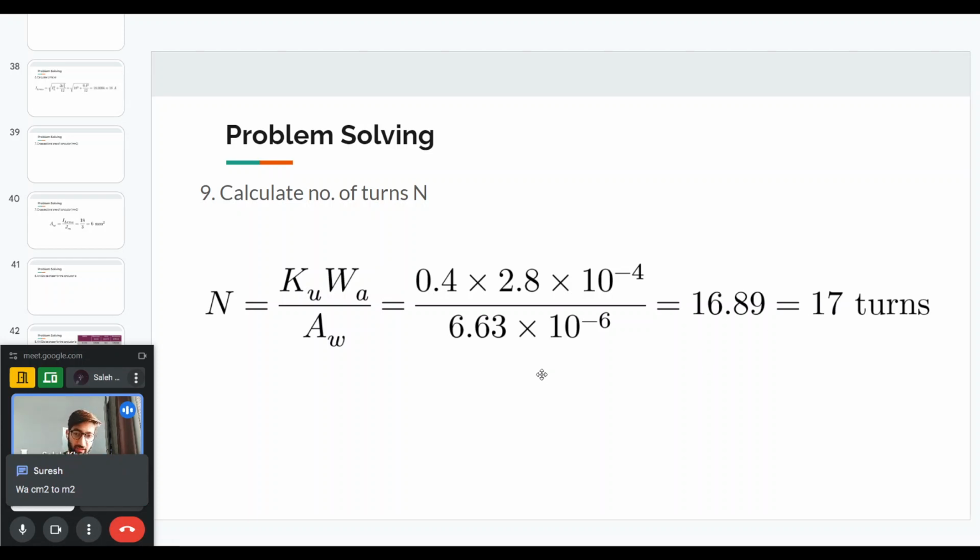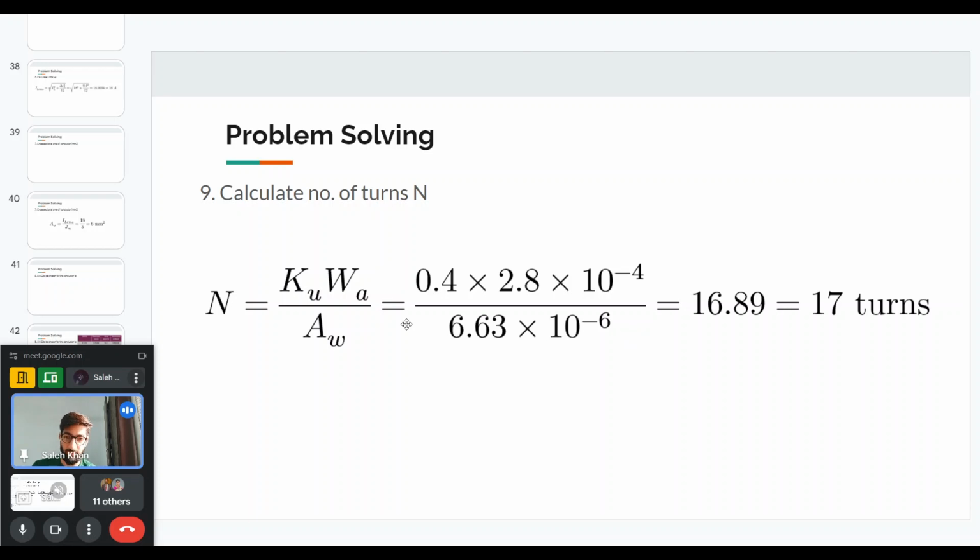Yes, so centimeter square to meter square you can actually do. It has this 10 to the minus 4. You have to basically multiply. Similarly, if you want to convert from mm square to meter square, you have to multiply by 10 to the minus 6. You can find that out by yourself.